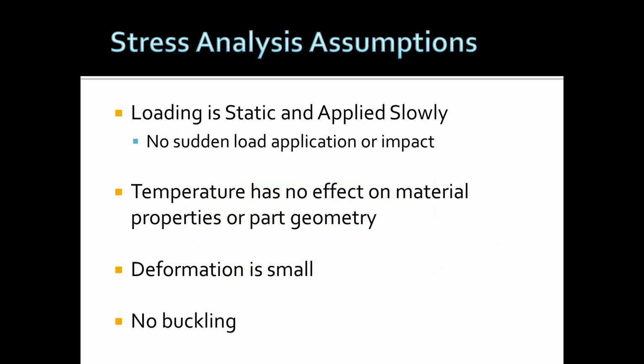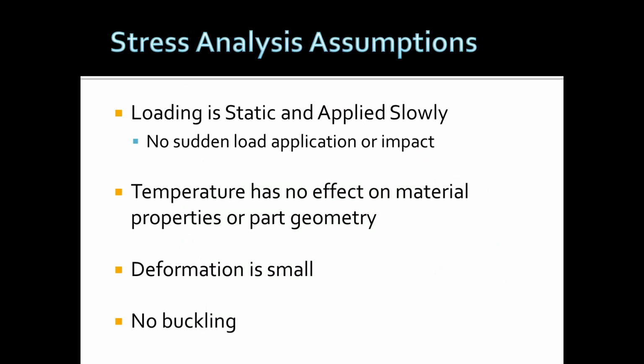Some of the key points when you're looking at whether Inventor is the right tool to use for this type of analysis? First and foremost, the loading should be static, and it should be applied slowly. There should be no sudden loading and no impact loading. Also, another big item, temperature has no effect on the material properties or the part geometry. That's a pretty big one right there. If your metal bracket or something is being subjected to massive amounts of heat, that's going to change its failure rate. It's going to change where it fails, how it fails. So temperature needs to have no effect on it.